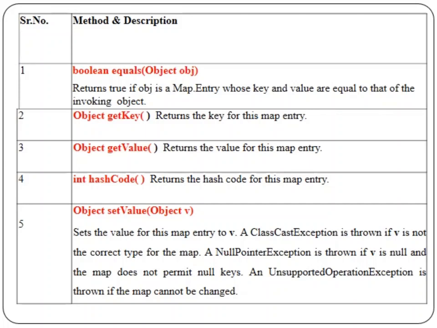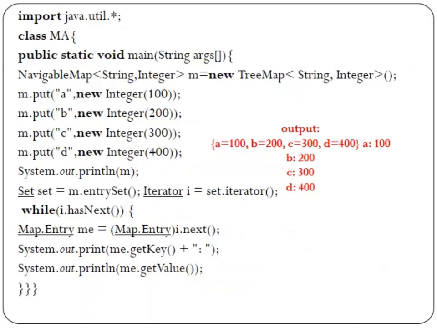So getKey is used to retrieve the key value. getValue is a method which is going to retrieve the value associated with the key, and hashCode is going to return the hash value for each map entry. And equals is a method which is going to compare the key and the value associated with one map entry with the invoking map entry. If both are true, then the method is going to return a true, otherwise the method is going to return a false. These are the different methods which are available in the Map.Entry interface.